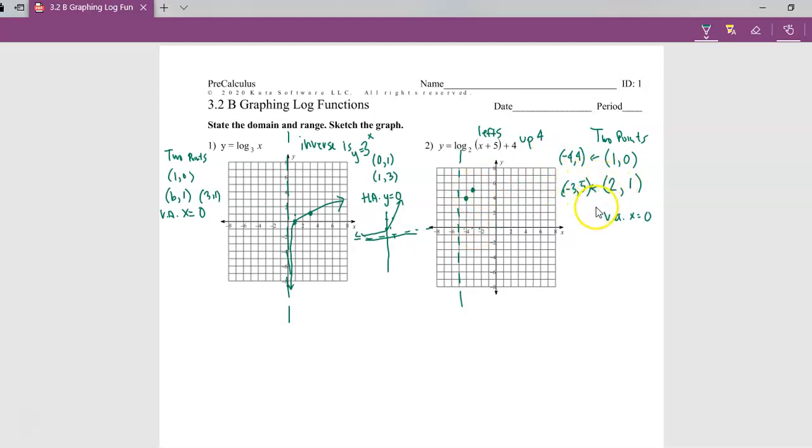Okay, so that transforms to negative 3, 5. Give me these 2 points once they've been transformed, and then just sketch the graph. It's always going to go along the asymptote and then head over to the right.